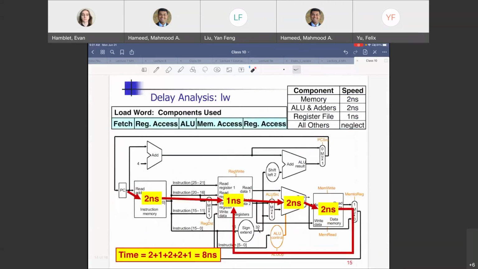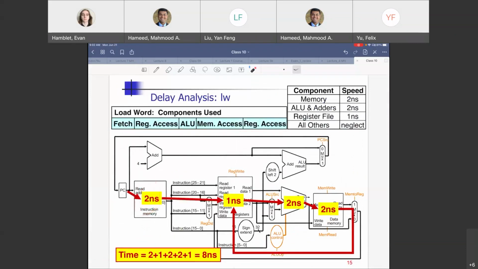How about for load word? What we are doing over here is delay analysis, essentially figuring out what is our slowest instruction. So for the load word instruction, what is going to happen? For load word, we need to do these things. Fetch, read register file, ALU, memory access, read memory, and then write register.